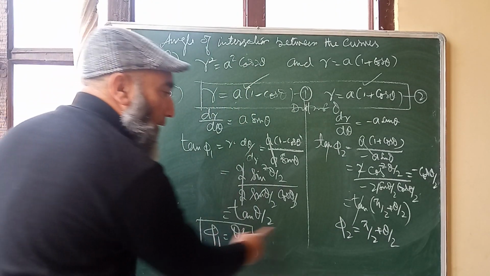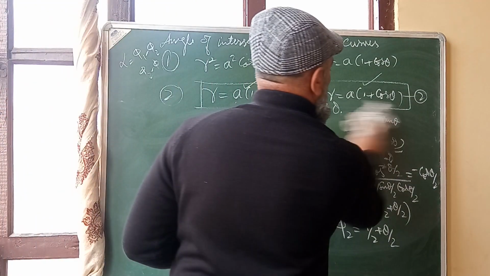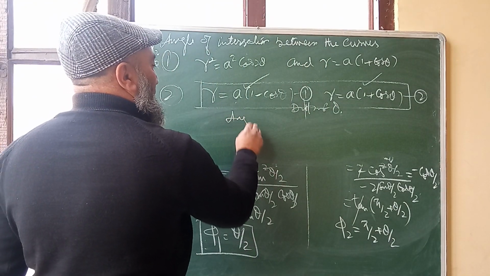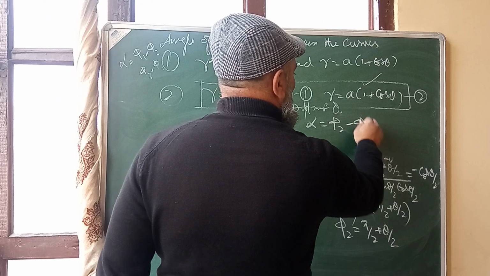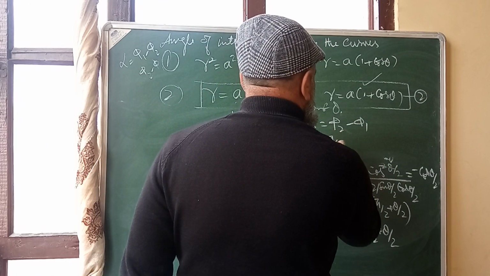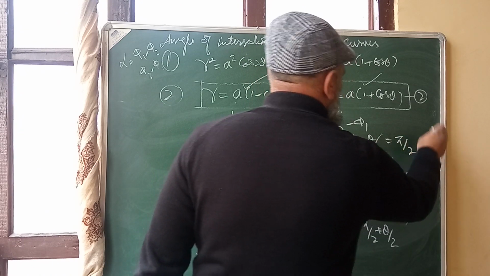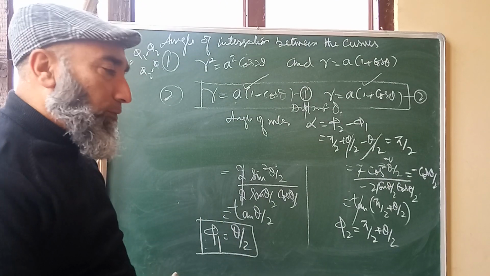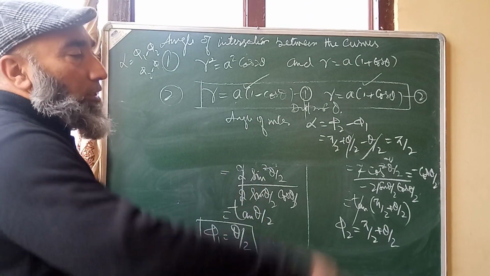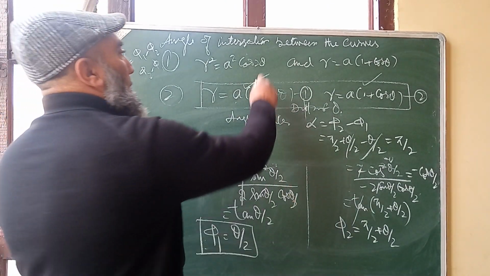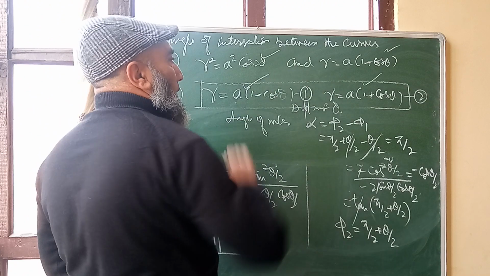Which one is bigger, phi 1 or phi 2? Obviously phi 2 is bigger. So my alpha, the angle of intersection, is phi 2 minus phi 1. That is pi by 2 plus theta by 2 minus theta by 2, which is only pi by 2. So no need to substitute the value of theta. If it had been in terms of theta, then you would have substituted the value of theta. Okay, now you have one more question. This was a bit tricky, so I chose this question first.